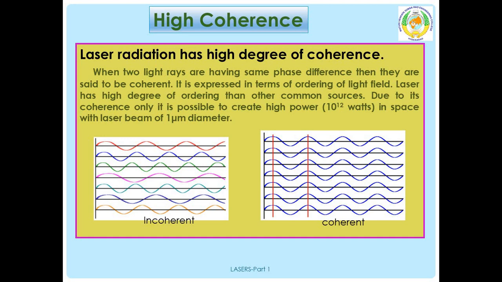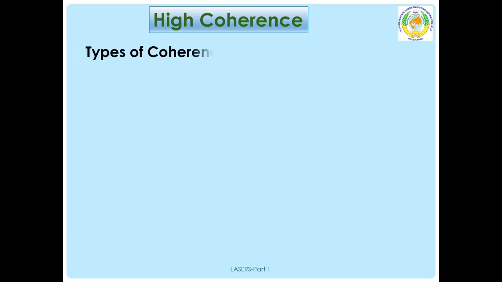Now the figures show you the incoherent and the coherent waves. You can just see the difference. In coherent, how orderly the waves are. At any given point of time, all of them are at the same state of vibration. But the same thing we don't observe in the incoherent radiation.